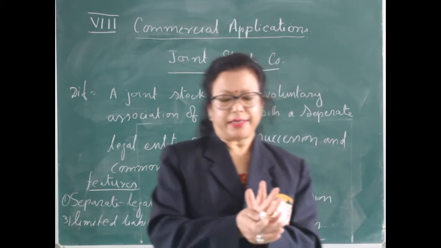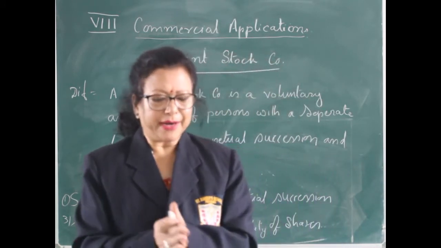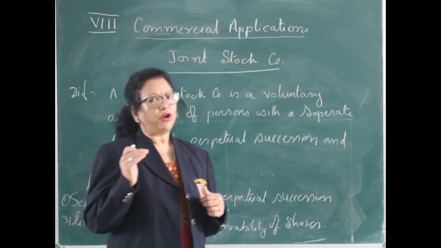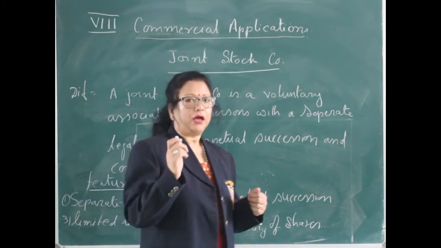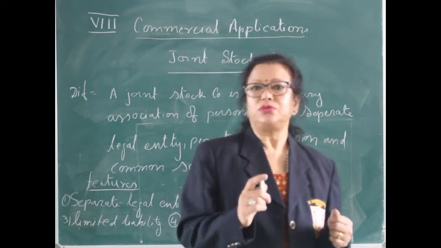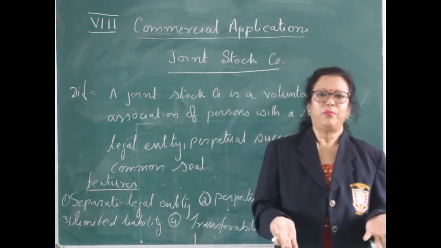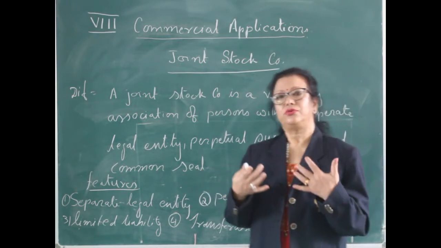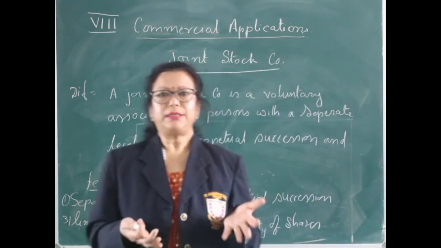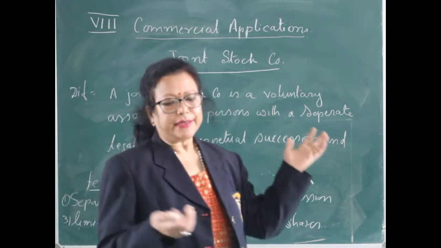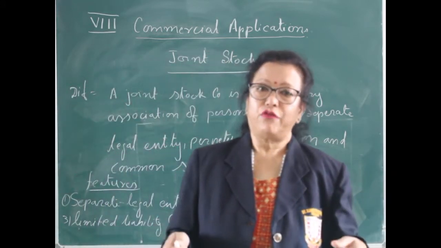Now the next topic is the difference between partnership and a joint stock company. We have already done partnership. Sole proprietorship means only one person is involved in the business, and when two or more persons are involved in the business, that is known as partnership. Now, what is the difference between partnership and joint stock company? It is given on your page number 47.